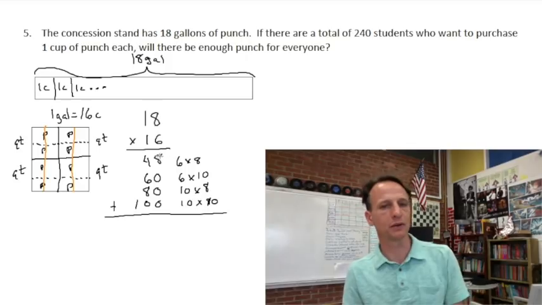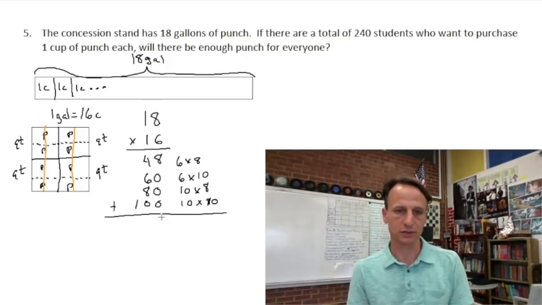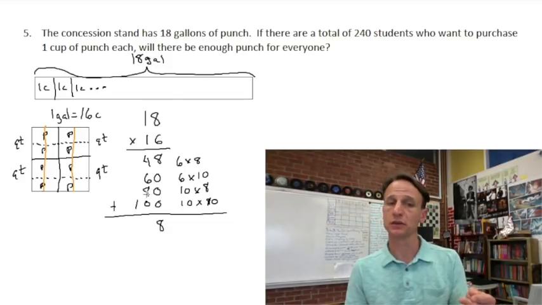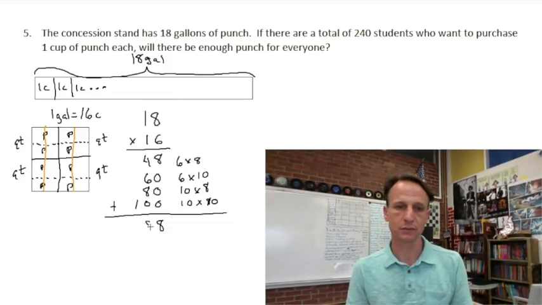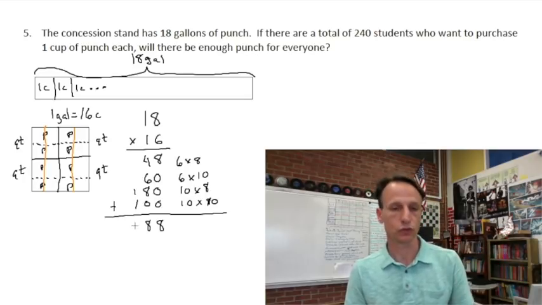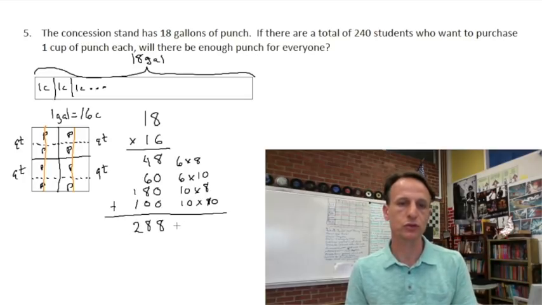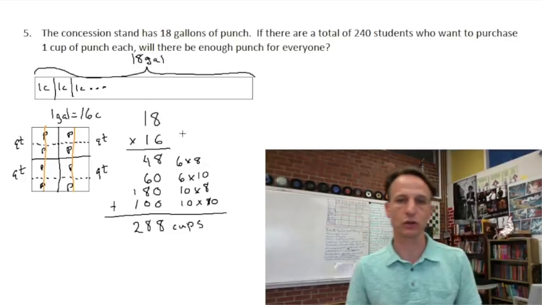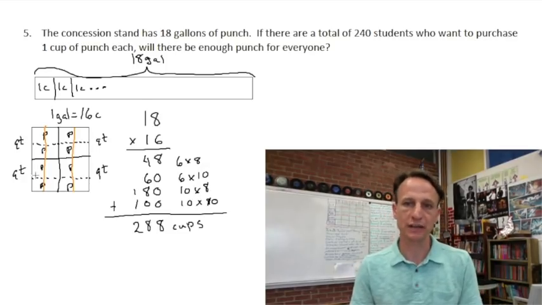All right, so now adding them up, 8 and 0, 0, 0 is, of course, 8. 6 and 4 make 10. 8 more is 18. Place that 8, regroup the 1. 1 and 1 make 2. So they have 288 cups. Yes, they have enough punch and some extra, so maybe the teachers can have some too.